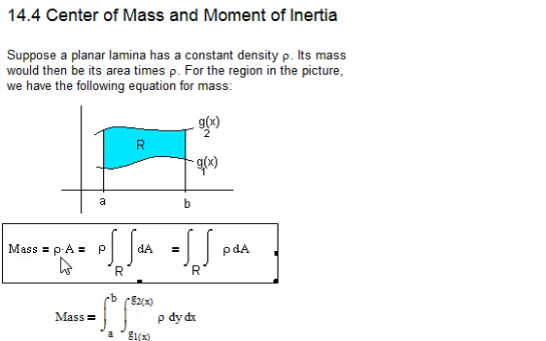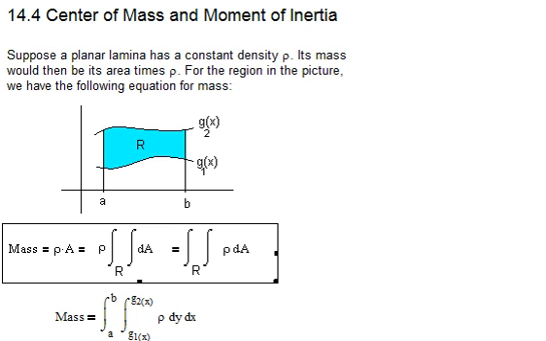The mass is rho times the area, which is rho times the double integral over the region R of 1 dA, 1 being the height above it. Actually, you could think of it as height rho above it if you wanted, since rho is a constant. So that's the double integral of rho times dA over the region R.